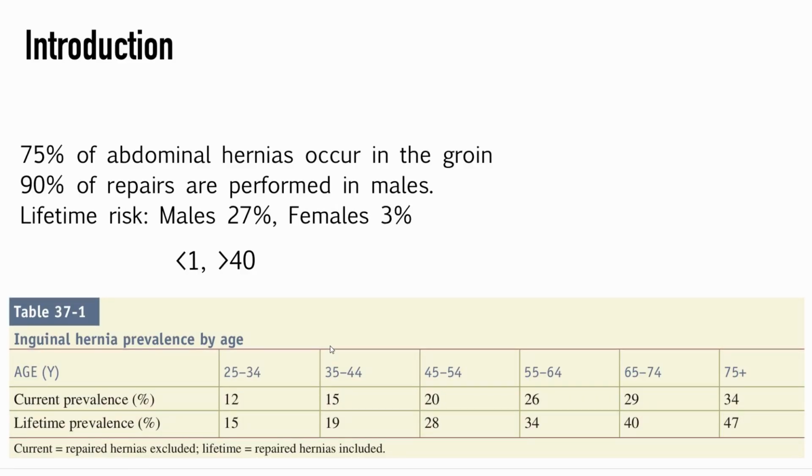75% of abdominal hernias occur in the groin. Of all inguinal repairs, 90% are performed in men. The lifetime risk of inguinal hernias is as follows: 27% in males and 3% in women.